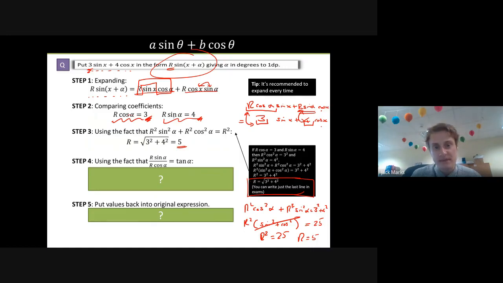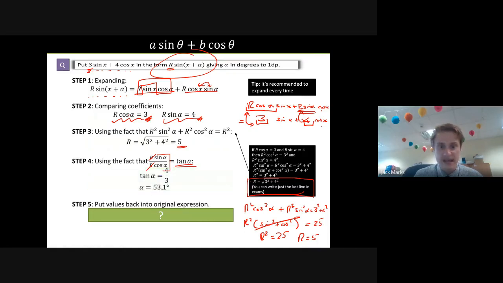So we can also take advantage of sine alpha, cos alpha. If you divide them by each other, the r's will cancel and they will leave you with tan alpha. So tan alpha is going to be equal to 4 over 3. Why? Because r sine alpha is 4 and r cos alpha is 3. If you divide them, you'll get sine alpha over cos alpha equals 4 over 3. So look, you can find your angle that way. That's another cool thing that happens when you do this.